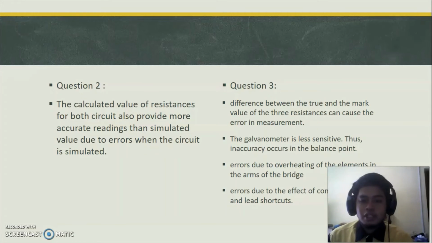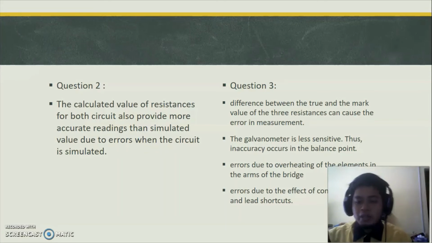For question 3, percentage of error. So there are 4 errors in both circuits. First, the difference between the true and thermal value of the resistance can cause the error in measurement. Second, the galvanometer is less sensitive, thus inaccuracy occurs in the balance point. Third, errors due to the overheating in the element in the arm of the bridge. Fourth, errors due to the effect of magnetic cable and lead shortcut.